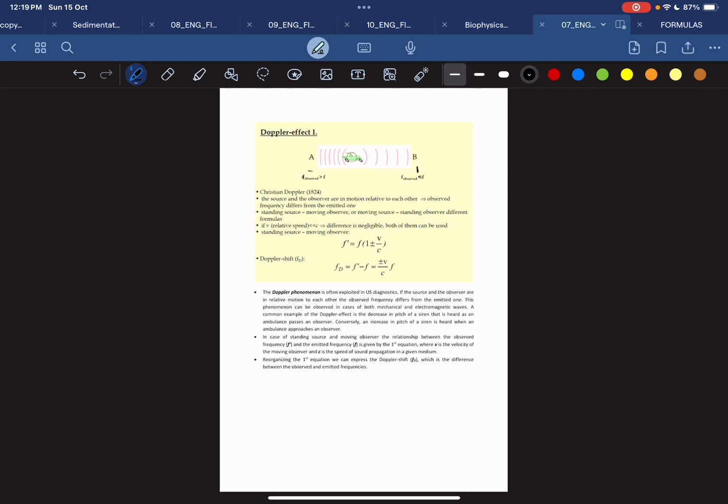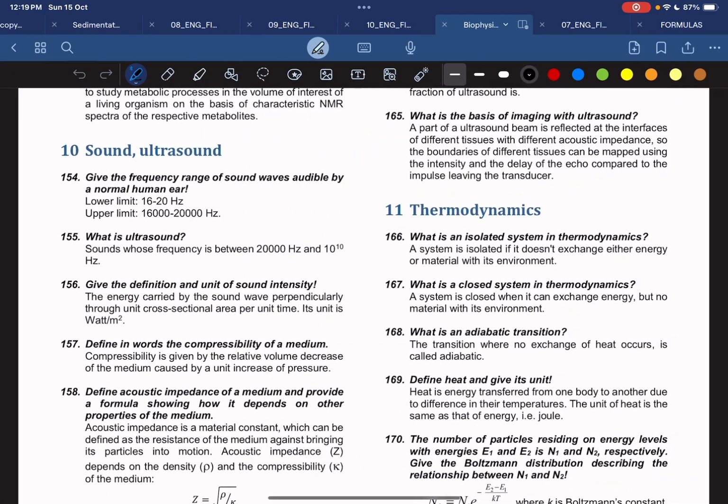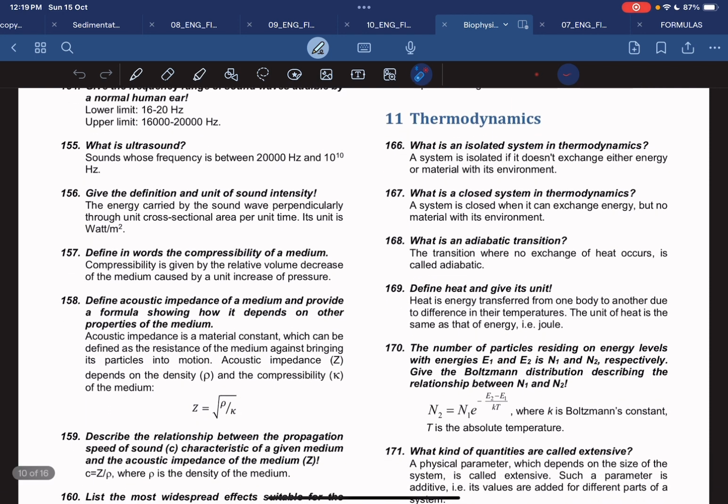But now what we're going to do, we're going to look at the minimals right here. Give the frequency of the sound waves audible by a normal human ear. This we have done: 20 hertz to 20 kilohertz. What is ultrasound? Ultrasound is frequencies between 20 kilohertz and 10 raised to 10 hertz. Basically, guys, this is simple stuff. Give the definition and unit of sound intensity.